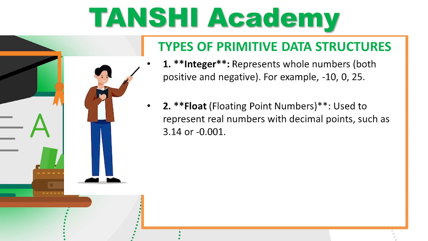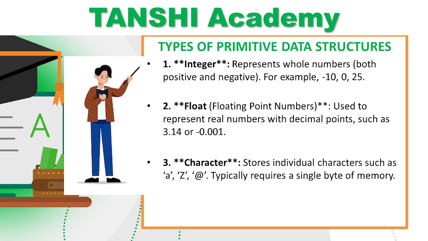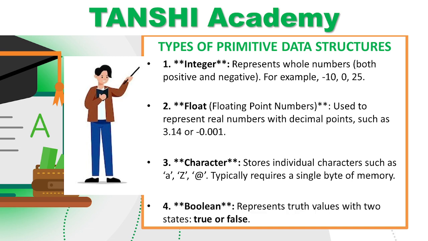Now we have floating point numbers. Floating point numbers are used to represent real numbers with decimal points, for example, 3.14 or -0.001. So that is the second type of primitive data structure. The third is character. It stores individual characters, such as A, maybe Z, or a special character like the @ symbol, and typically requires a single byte of memory. And the fourth is Boolean, which represents truth values with two states, true or false. So basically, these are the different types of primitive data structures used in a computer system.